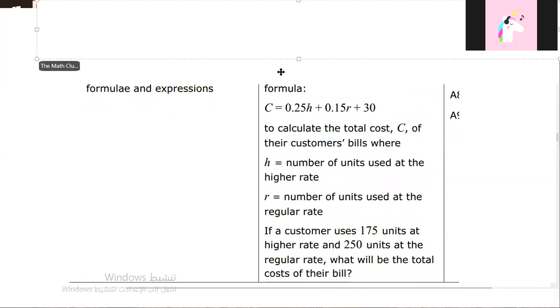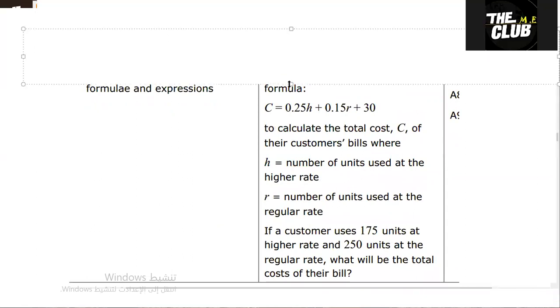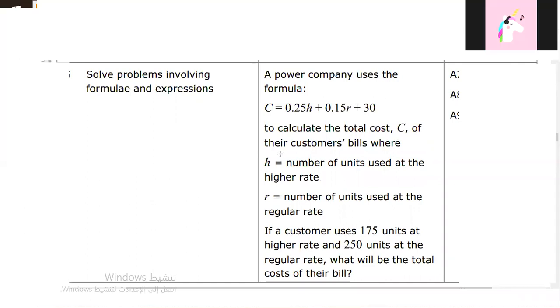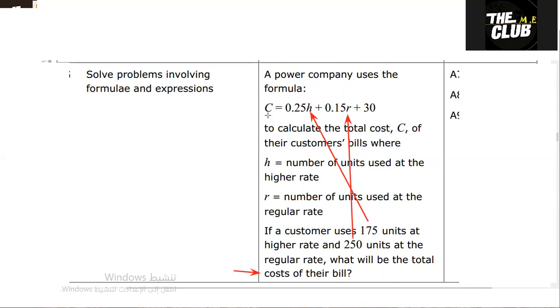The one that's 0.96. This one is like the cost with H and R you had, the same as the non-peak and peak time one. If a customer uses 175 units at the higher rate, so that's H equals 175, and 250 units at the regular rate, which is R, what will be his cost? We want C. I substitute, I answer it, I find the C. That's substitution. It's easy substitution. It's not a big deal.